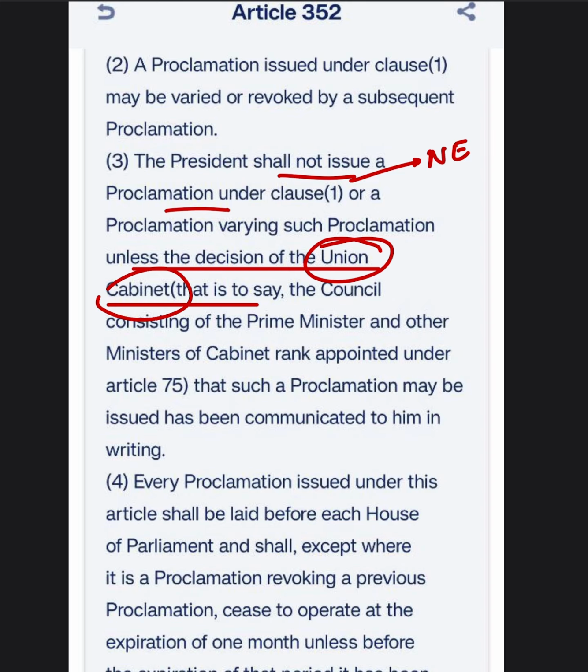Whether it was mentioned in the original Constitution? No. The original Constitution did not mention it. They have provided a check against misuse of the national emergency provision. We need the written communication of the Union Cabinet. See, it has been communicated to him in writing. Him means the President of India. Then he can issue the proclamation, when it is given in writing.